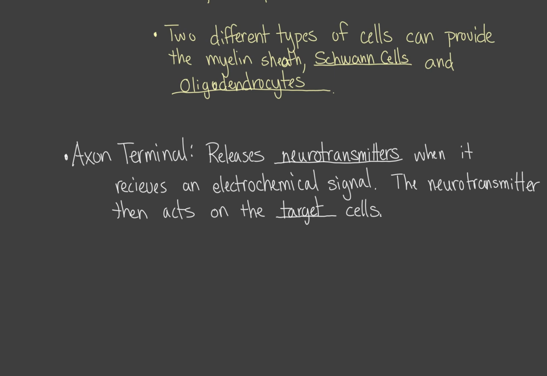Motor nerves in your body will connect to a muscle and cause a muscle to contract. So there can be different target cells, but whatever the neurotransmitter is will act on its specific target cell.